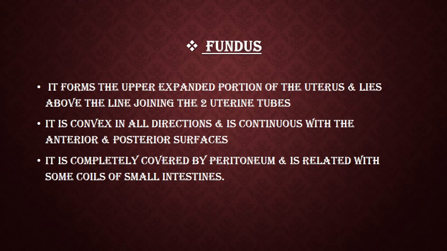The fundus of the uterus lies above the line joining the two uterine tubes. It is convex in all directions and is continuous with the anterior and posterior surfaces. It is completely covered by the peritoneum and is related to some coils of the small intestine.